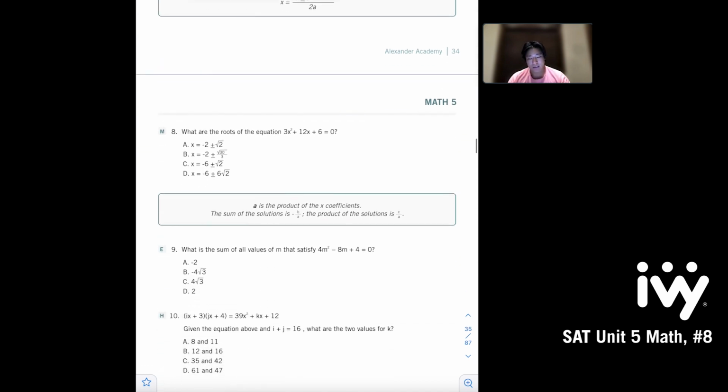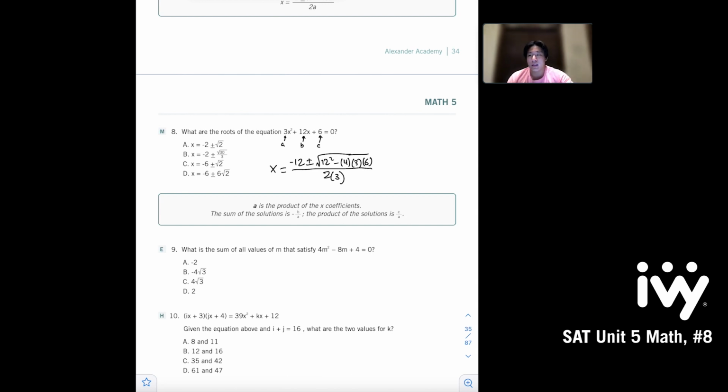So question 8 says, what are the roots of the equation 3x squared plus 12x plus 6 equals 0? So as you can see here, we have our a, our b, and our c as I wrote above. So let's just go ahead and plug this into the quadratic formula, and we see that we have x is equal to negative b, so negative 12, plus minus the square root of 12 squared minus 4 times a, which is 3, times c, which is 6, all over 2 times a, which is 3.